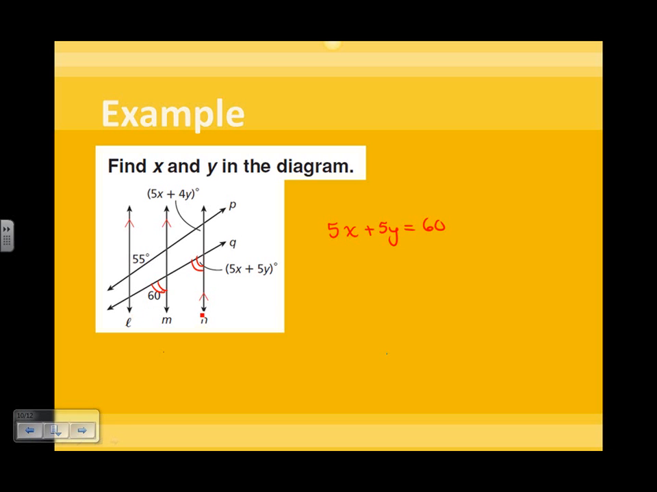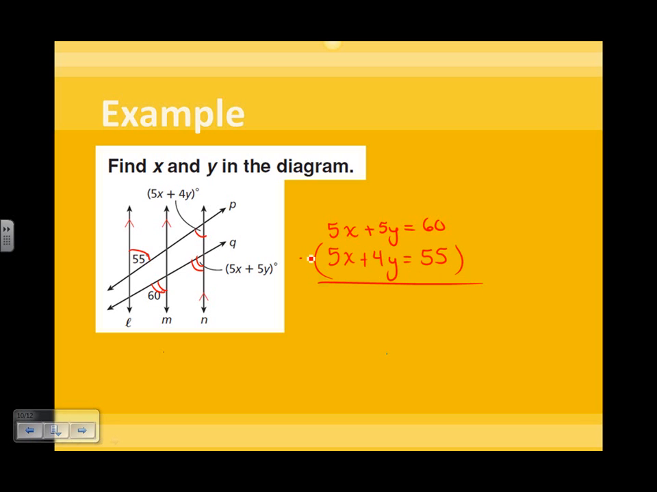Now I'm trying to see if I have any other kinds of angle pairs. If we look at lines L and N, which are parallel, I've got this angle here congruent to that angle there because they are alternate interior angles. If P is our transversal with L and N being parallel, alternate interior angles are congruent as well. So 5x plus 4y equals 55.